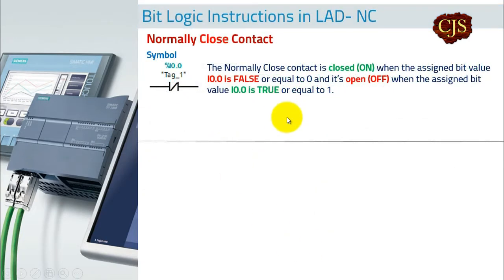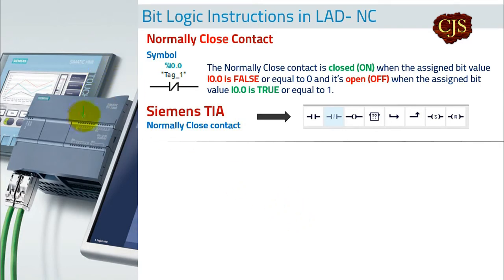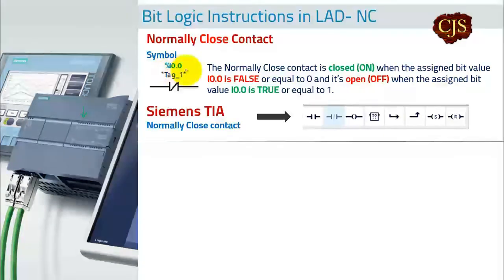Okay, so now we have the normally closed contact. Normally closed contact is the opposite of normally open. That's the shortcut to understand it if you are learning PLC for the first time. As I explained in the last slide, if you have signal 1 to the input, let me take the red color. Now if this is tagged as I0.0 and you have signal 0 on the input, then this will pass the signal. This contact is closed when the assigned bit value I0.0 is false, or I0.0 is 0. So this contact is closed when it is equal to 0, and it's open when it's on.